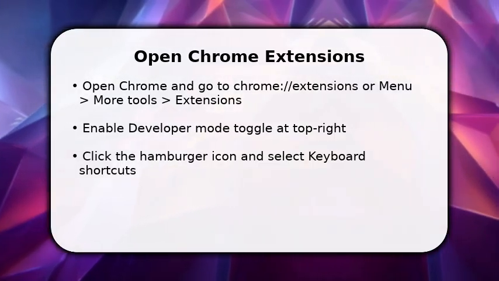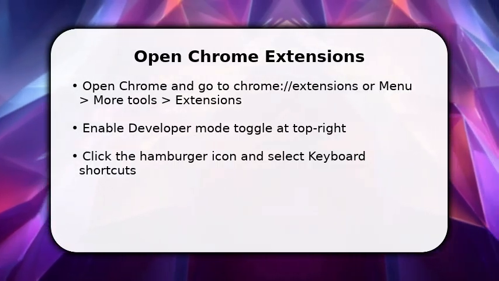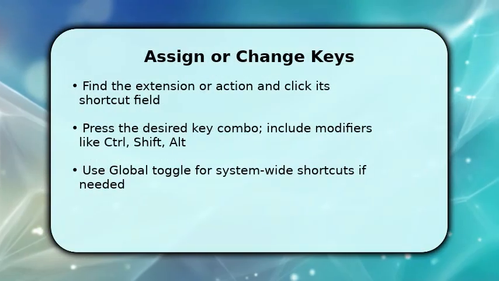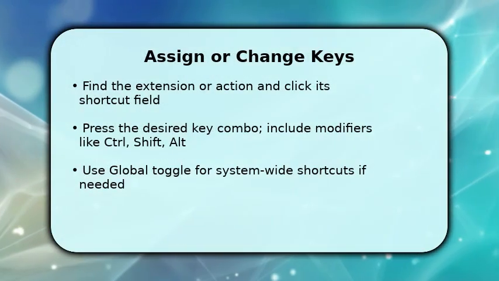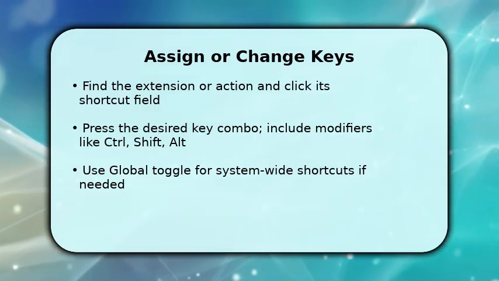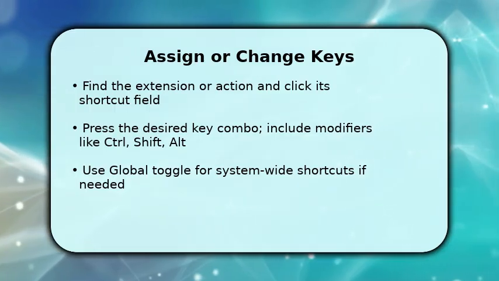You're not done yet, but these steps place you exactly where Chrome consolidates custom keys, so you can set or overwrite shortcuts safely. You now assign or change specific key combinations for extensions and actions. Click the shortcut field next to the extension or browser action you want to modify, then press your desired combo.